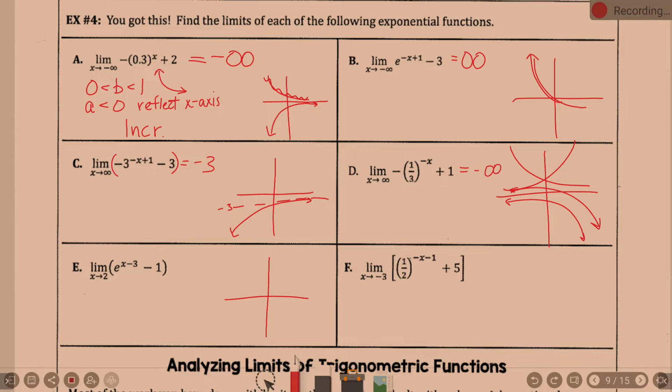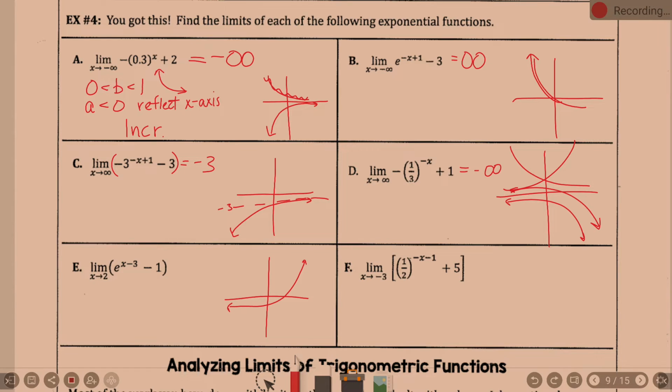Down 1, left 3. Sorry, right 3 with an increase. Now, what's the question they're asking us, though? As x approaches 2. Does that change things a little bit? A little bit. Hannah kind of talked about it: it's a graph, it's going to move down 1 and right 3. Does that really tell me where it crosses, or what the y value is as x approaches 2?